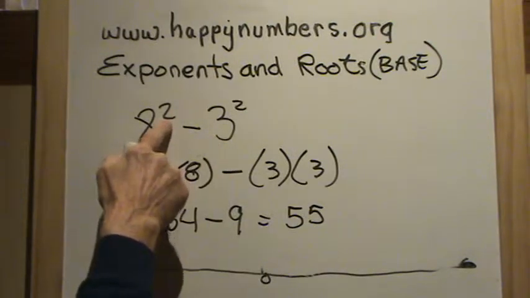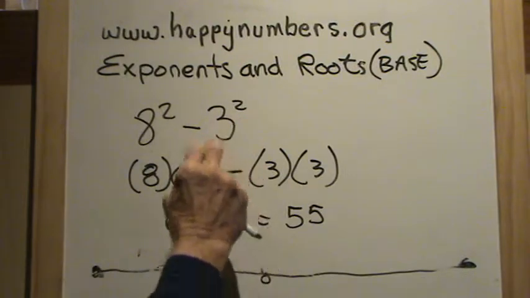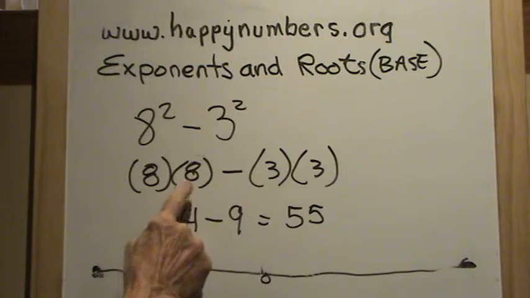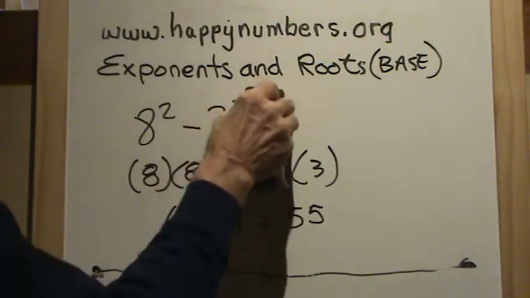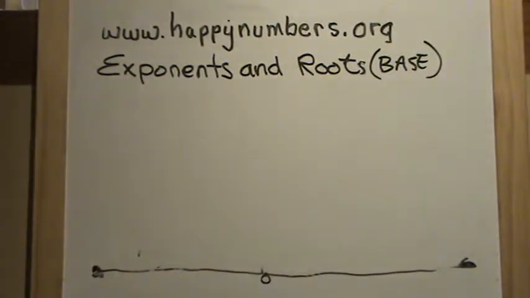So again, the skill set here is to break each expression down into its parts. 8 to the second power, or 8 squared, is 8 times 8. 3 to the second power, or 3 squared, is 3 times 3. Then do the operation, and then put it together. So I'll give you some problems here. Well, no, let me do just one more for you.